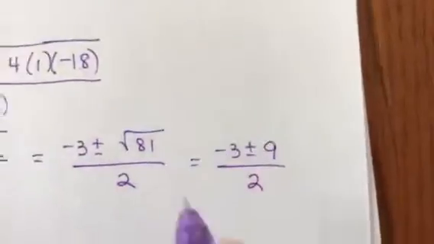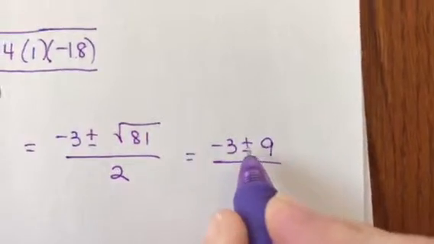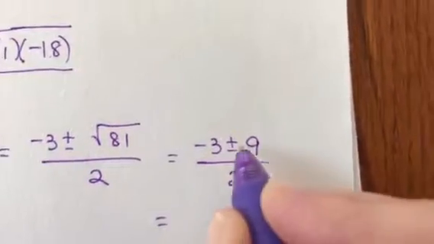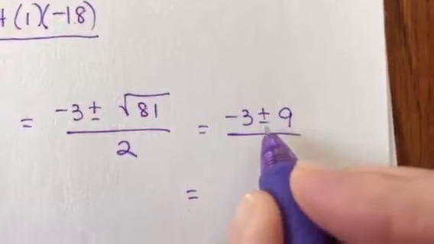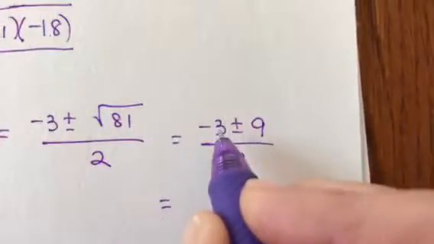Okay, so you have that. Now, a lot of people are like, what does this mean? This means you have to do it twice. One time you're going to add, and then the next time you're going to subtract. So let me show you what I mean.